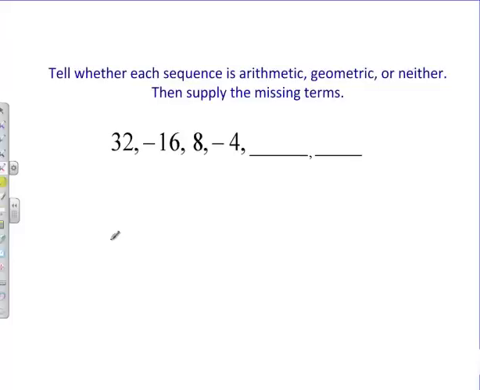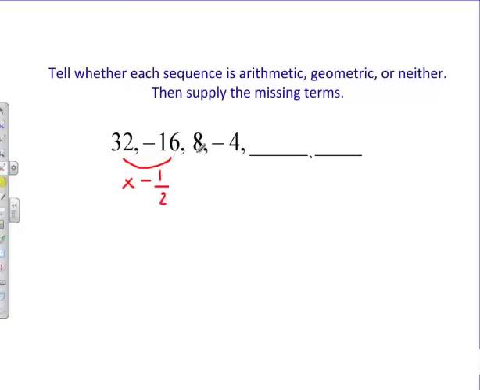So now we'll do a couple of example problems. The instructions for this one are: first, tell whether each sequence is arithmetic, geometric, or neither, then supply the missing terms. If you take a look at this sequence, you can tell that to go from one term to the next, you're going to multiply by -1/2.